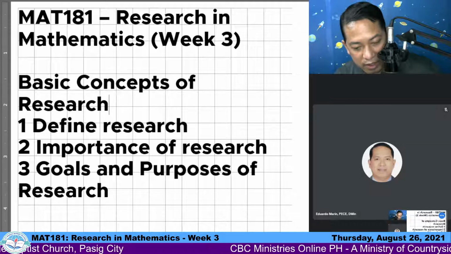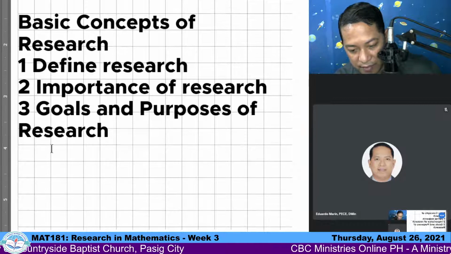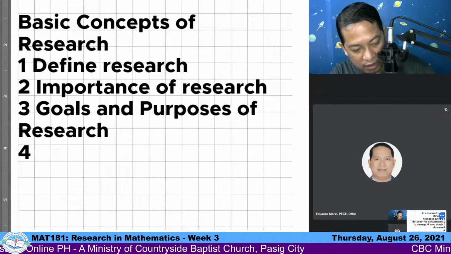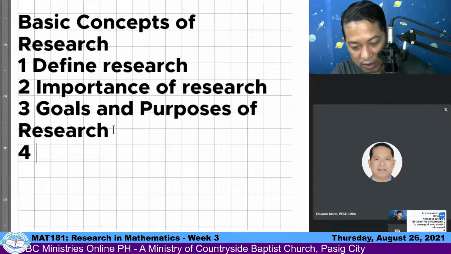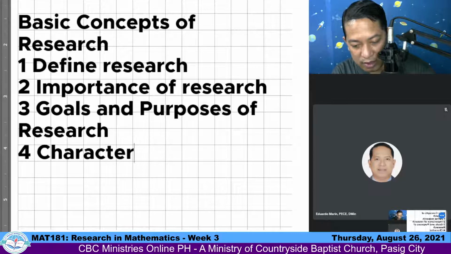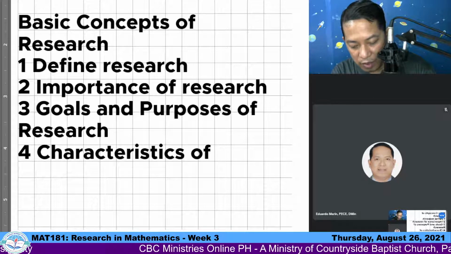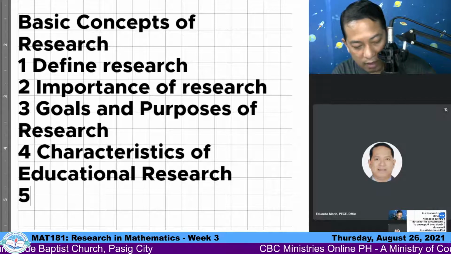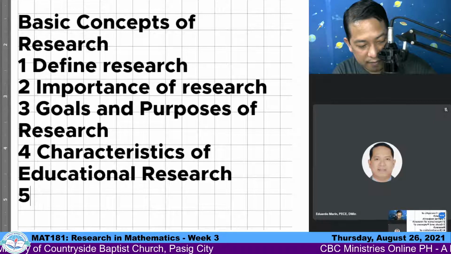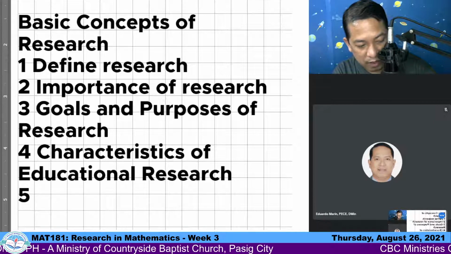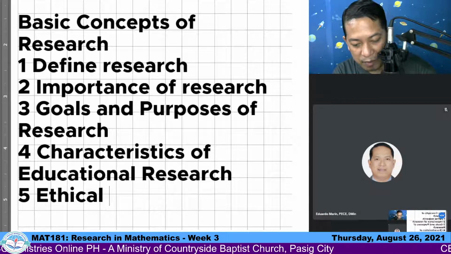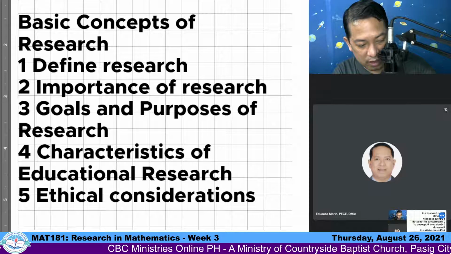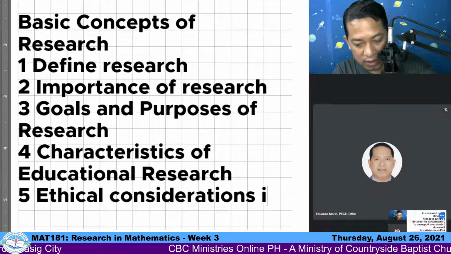So basic concepts, and then after the purposes and objectives differentiating, we have to explain the characteristics of educational research. Okay, the number 5 is to have some ethical considerations. So this is far more important, particularly in conducting a study.